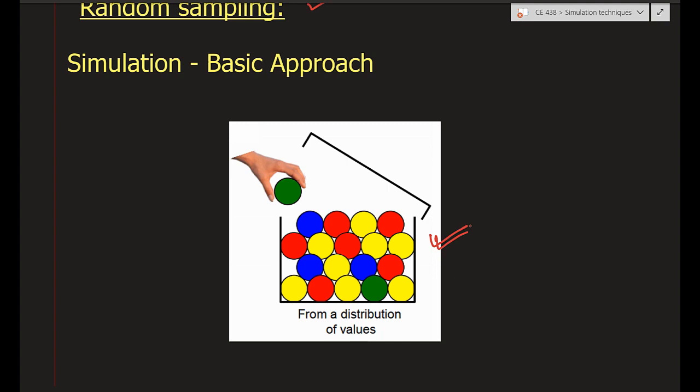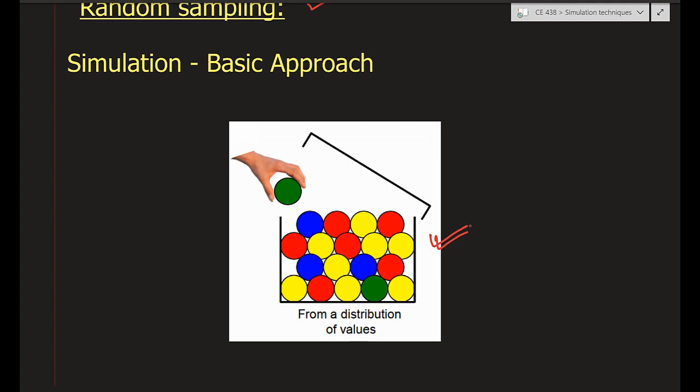So this is a random ball, and this does not depend upon other balls, or upon how we are choosing. So this kind of sampling is called random sampling. So basically we are simulating. This is the basic idea of any kind of simulation.